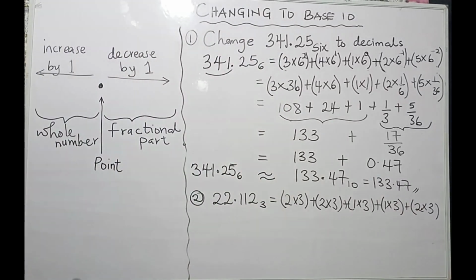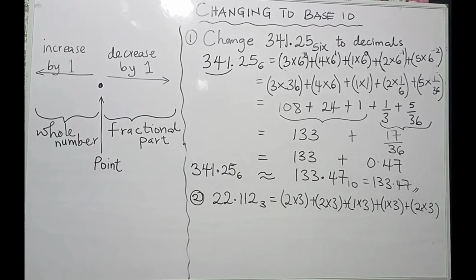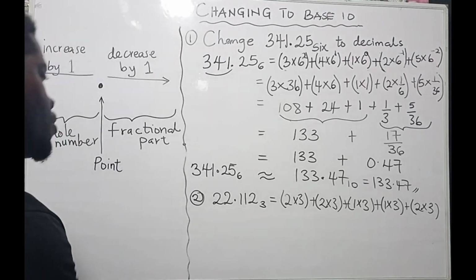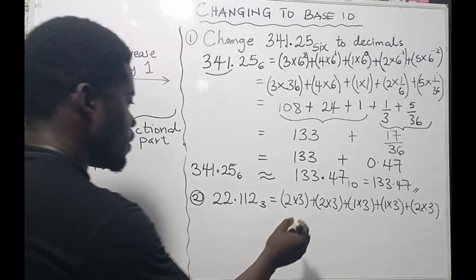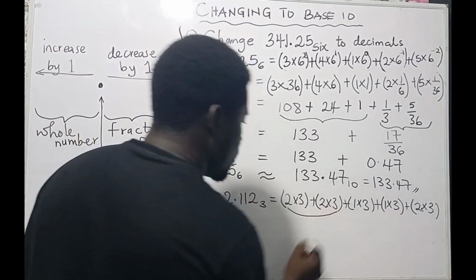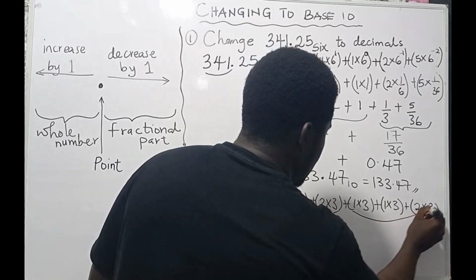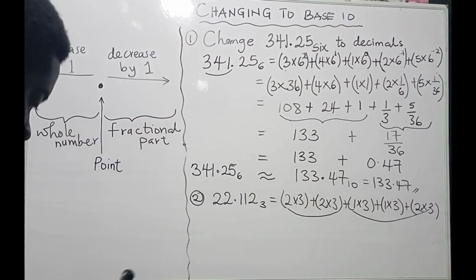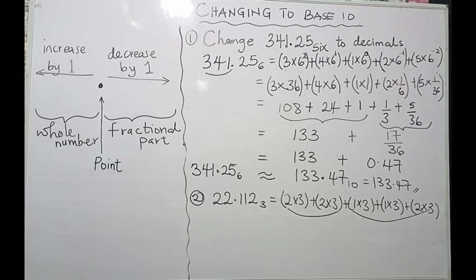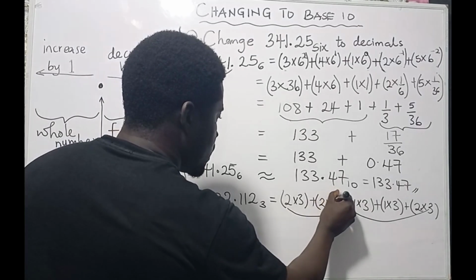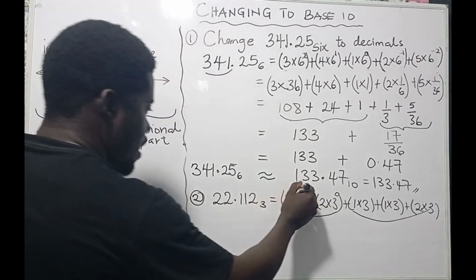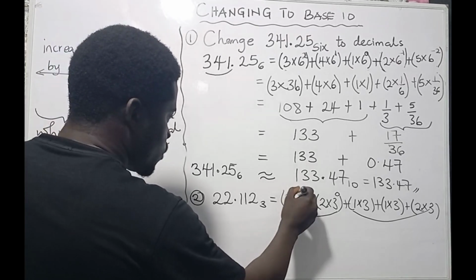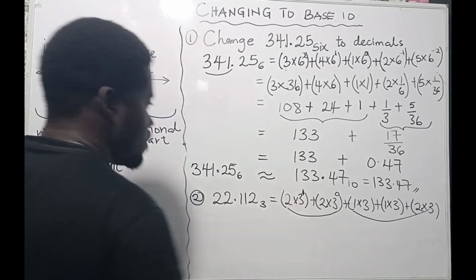After that, we have to take the powers of the bases. So we will have to put powers on it. Now, this contains the whole number part and this contains the fractional part. We know we increase whenever we are moving to the left from 0. So we start at 0, we increase by 1, we have 1, and this is placed on the base.